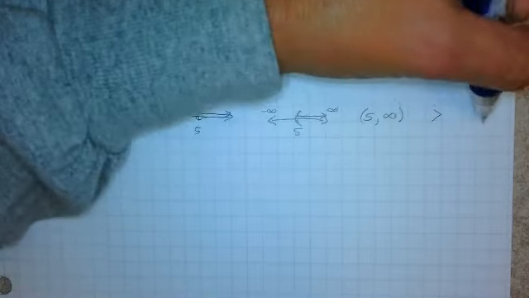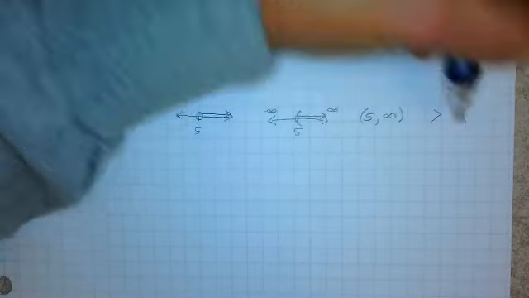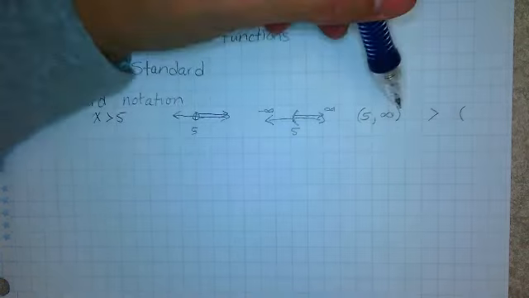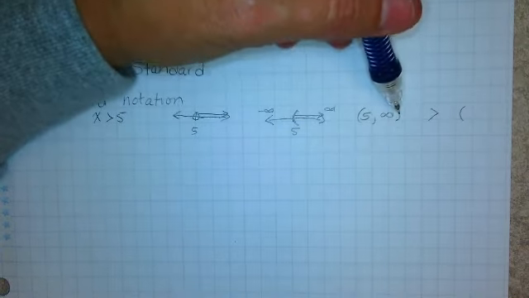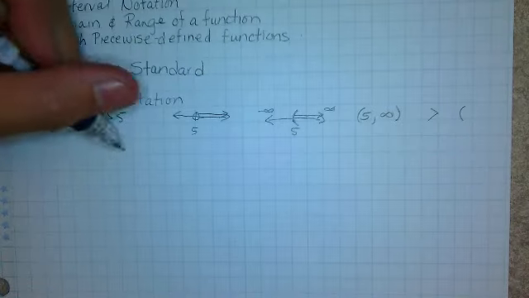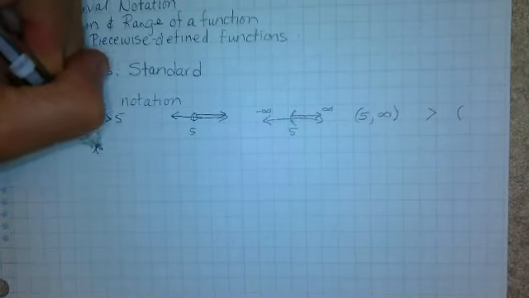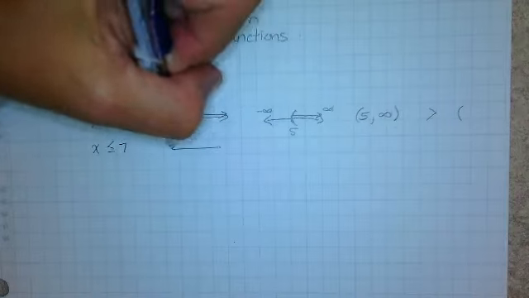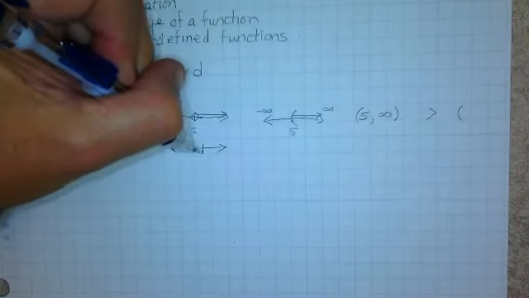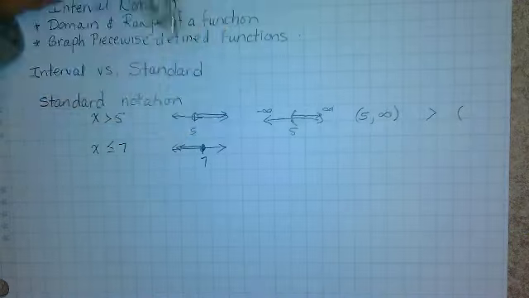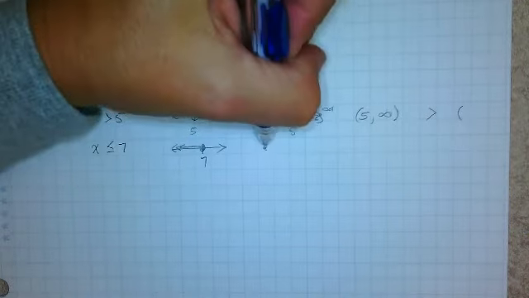So in other words, a greater than sign is replaced with a parenthesis that opens to the right, in the greater direction. Again, negative infinity and positive infinity can never be reached, so they will always, always, always be parentheses. But let's say you had x is less than or equal to 7. In standard notation, it would be a filled in circle at 7 going in the less than direction.